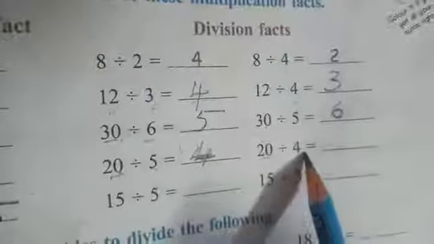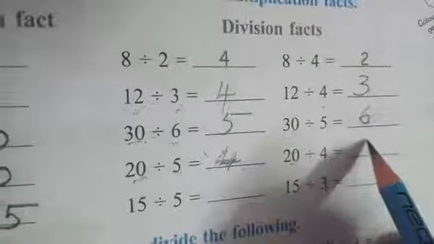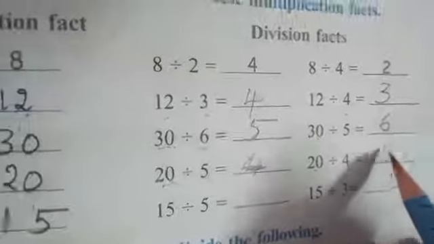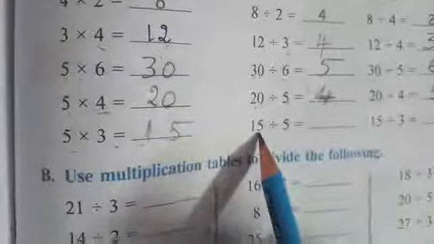20 divided by 4. Yes, I can hear you. You are thinking it is 5. Very good. 5 threes are 15. Here 15 is here. In the 5 table, which place does the 15 come? Which place does 15 come?